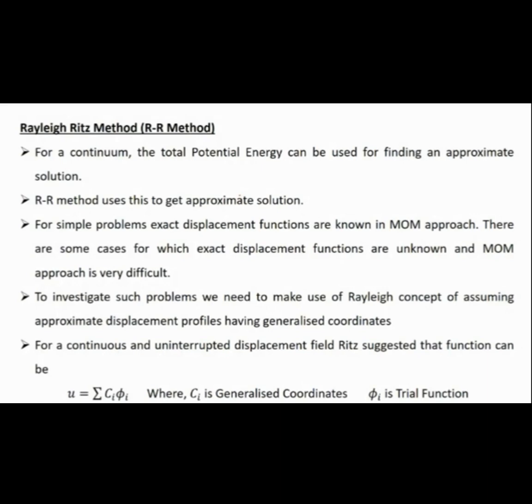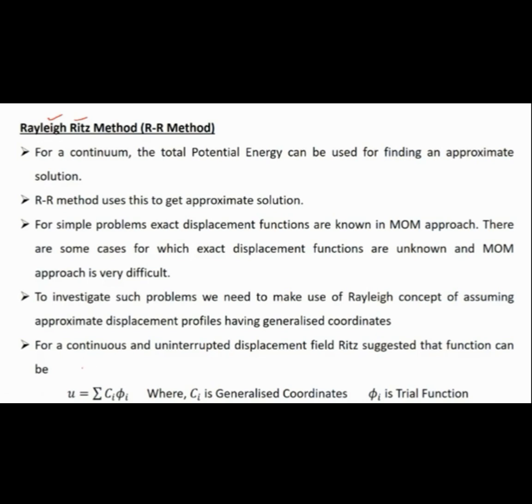Now, Rayleigh and Ritz are two different persons. They have formulated this concept where Rayleigh has given the general coordinate system, whereas Ritz has given you the trial function. So altogether, the function will look like this, where u is equal to summation of ci into phi i, where ci is the general coordinates and phi i is the trial function.